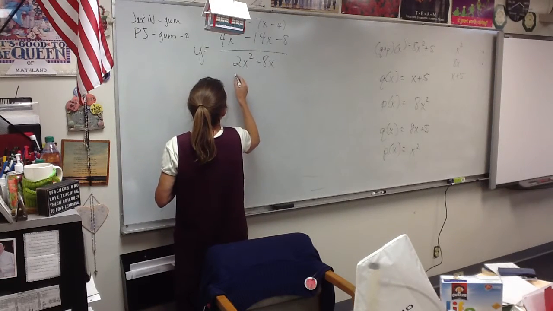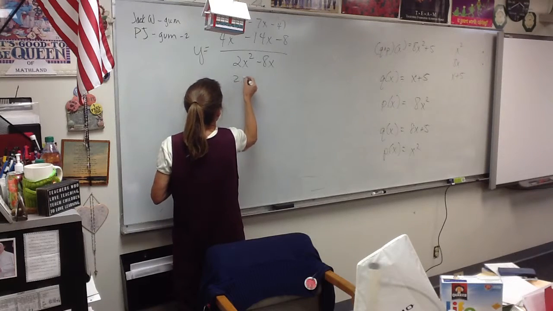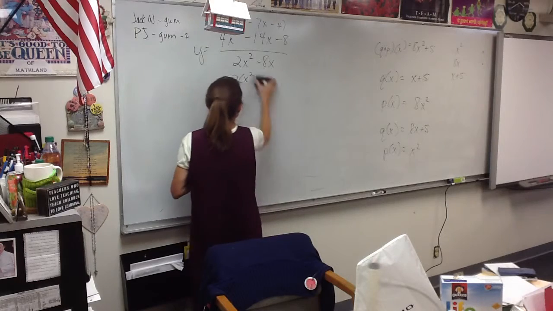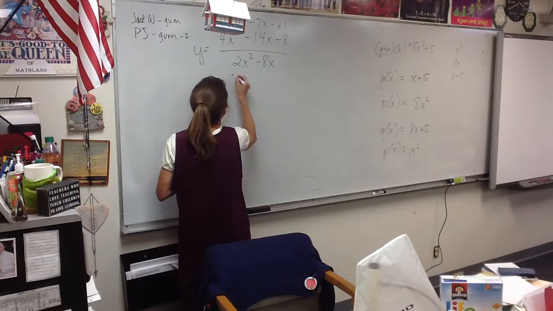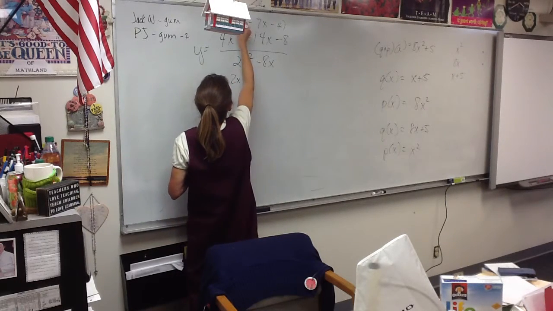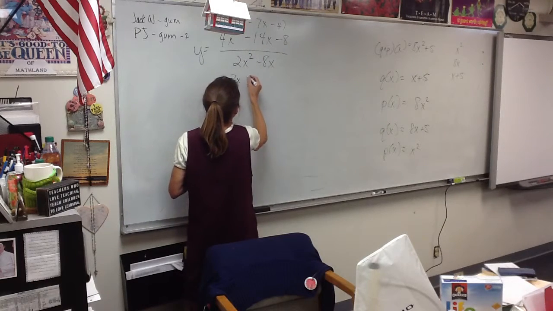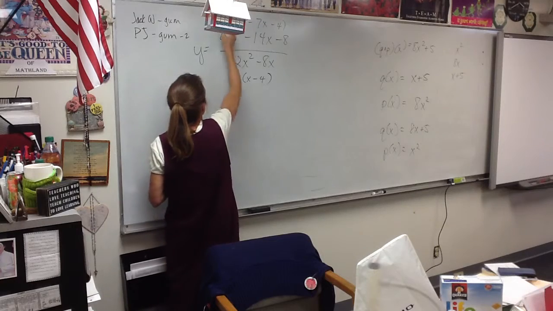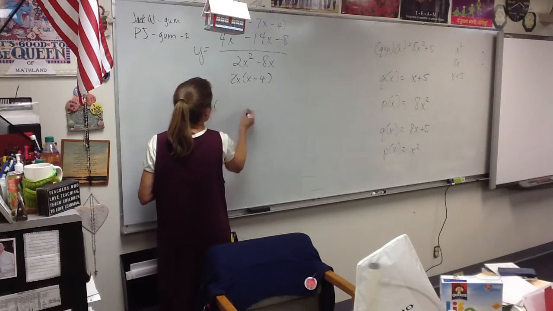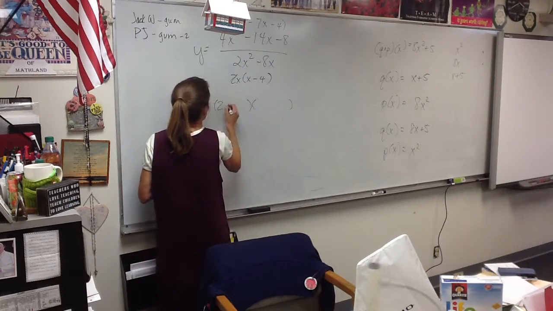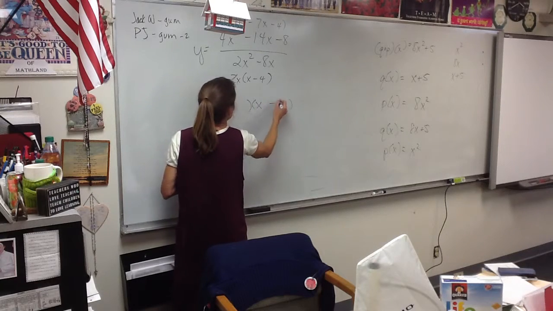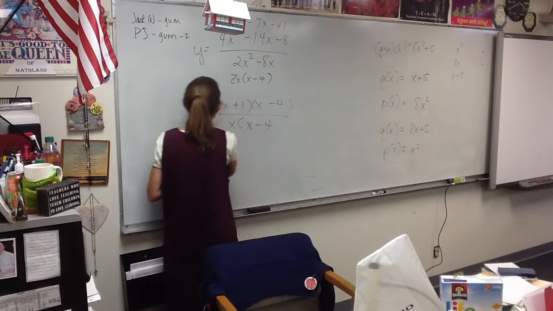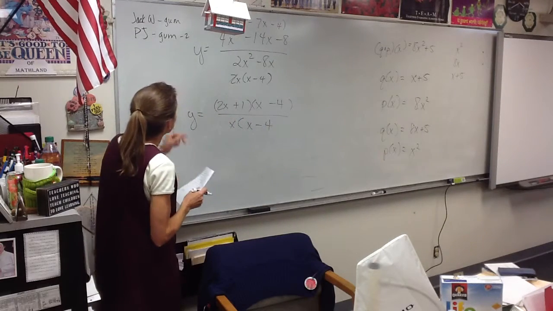Okay, and on the bottom, I can take out a 2x. There we go, that's better. All right, so I can cancel my 2's out. All right, so on the top, I've got, let's double check that.